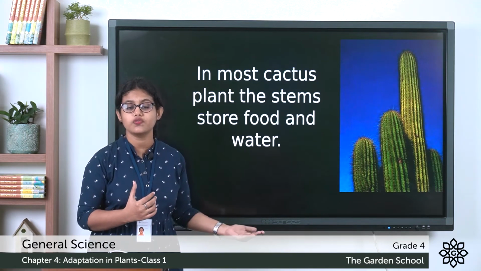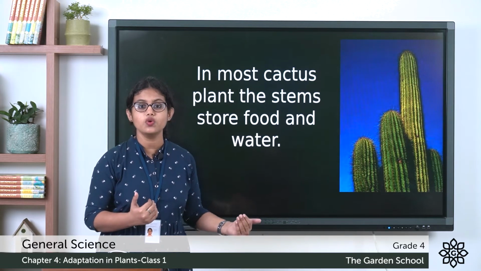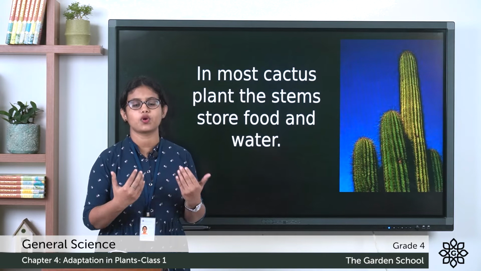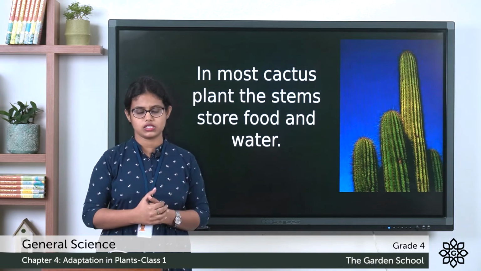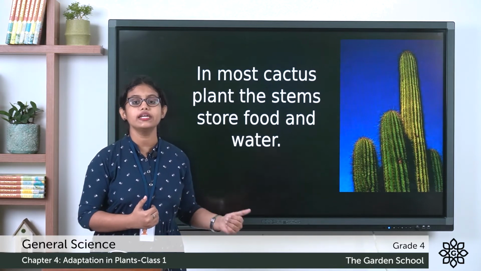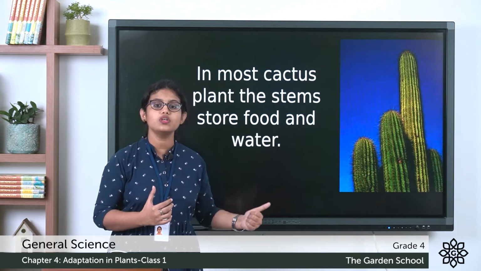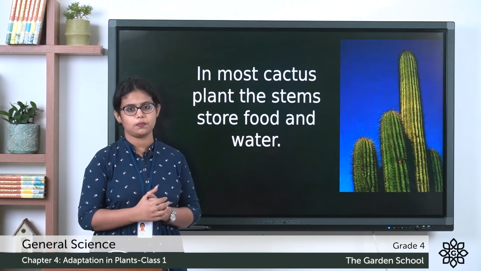But in place of leaves, they have spines. So they prepare food on the stem with the process of photosynthesis. Where do these cactus plants prepare food? They prepare food on the stem. There are even cactus plants that store food and water in the stem.